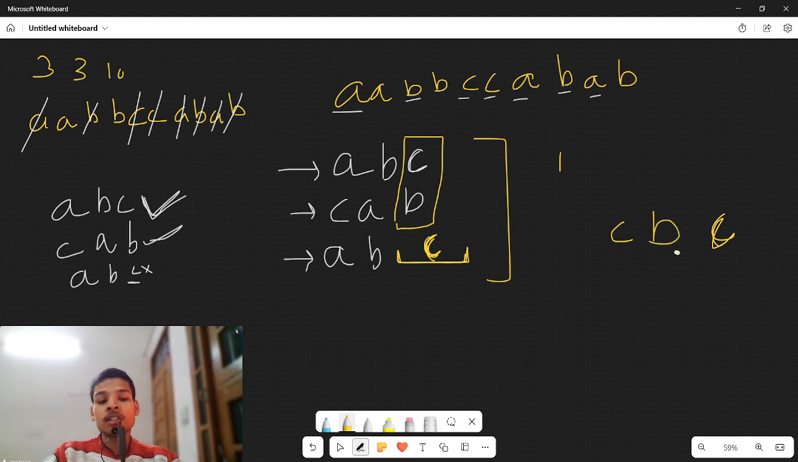Now you can see whether C B C is there. My C is here, B is also here, but now you can see my another C is not occurring in this case. So that's why my answer is C B C only.